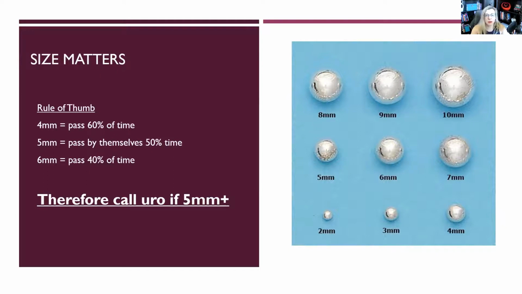That means that if the stone gets bigger, your chances get about 10% smaller with every 1 millimeter. So a 6 millimeter stone only passes 40% of the time. A 7 millimeter only passes 30% of the time. You get the idea here. That said, remember that this percentage is not a 100% guarantee, okay? Like I said, people pass 2 millimeter stones or 20 millimeter stones.